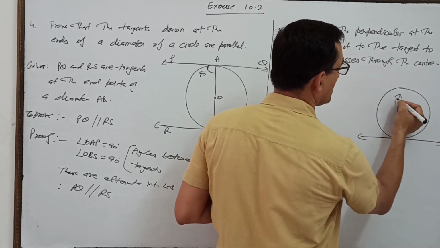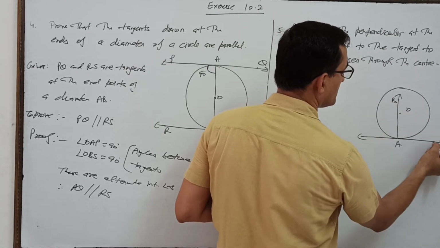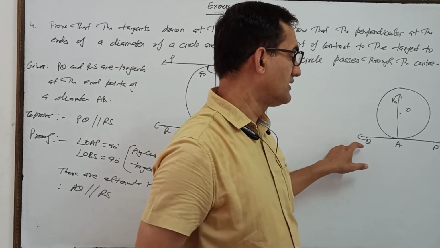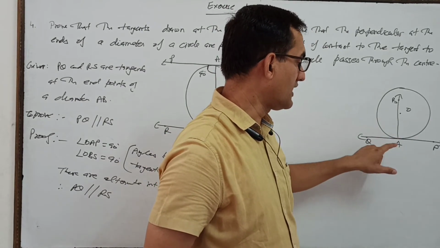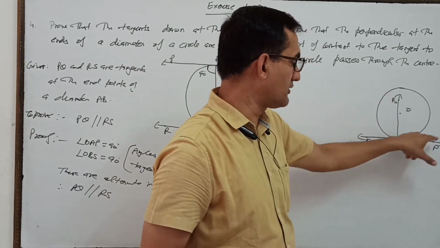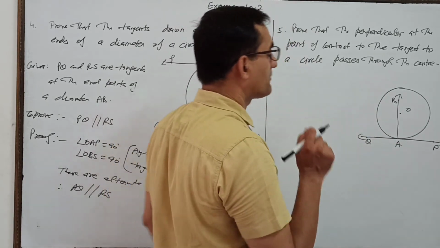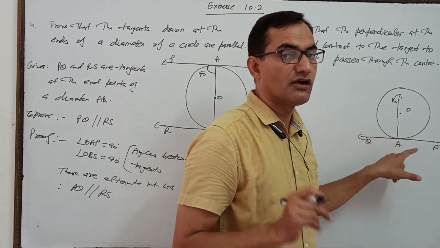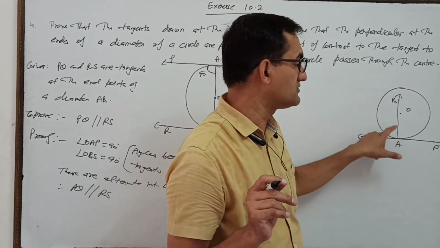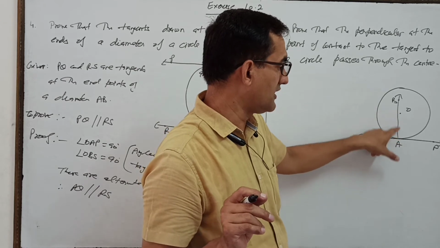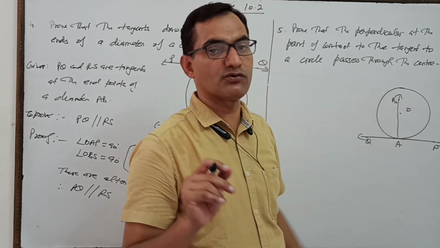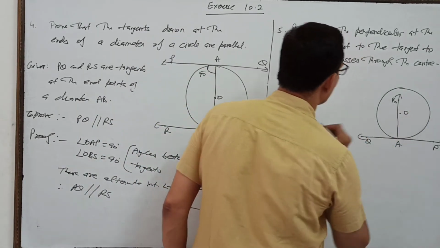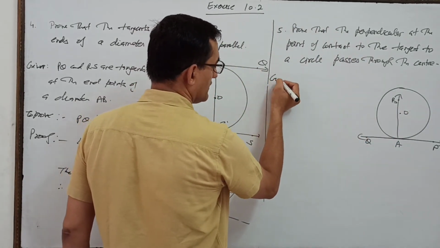Let this be A, B, and this is P, Q. PQ is the tangent at the point of contact A, and AB is perpendicular to PQ. You have to prove that the line AB which is perpendicular to the tangent always passes through the center, not from somewhere else. You have to prove this. This point is given.